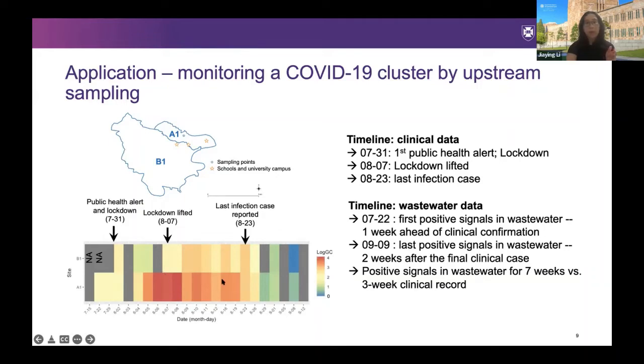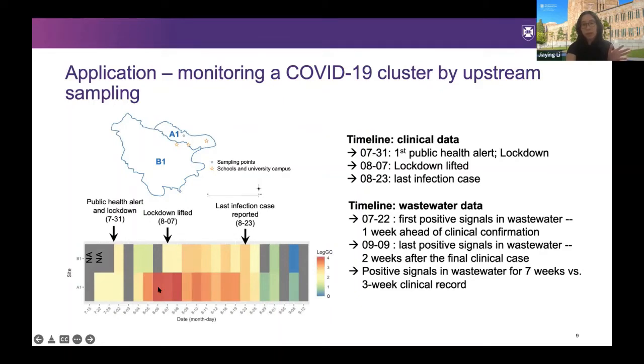The heat map below represents the timeline based on the wastewater data, and you can see the first positive signal in wastewater was detected from A1 1 week ahead of the clinical confirmation. The positive SARS-CoV-2 signals were continuously detected in A1 and B1 until 2 weeks after the final clinical case was reported, and the highest level of SARS-CoV-2 in wastewater occurred in the few days before and after the lockdown was lifted.